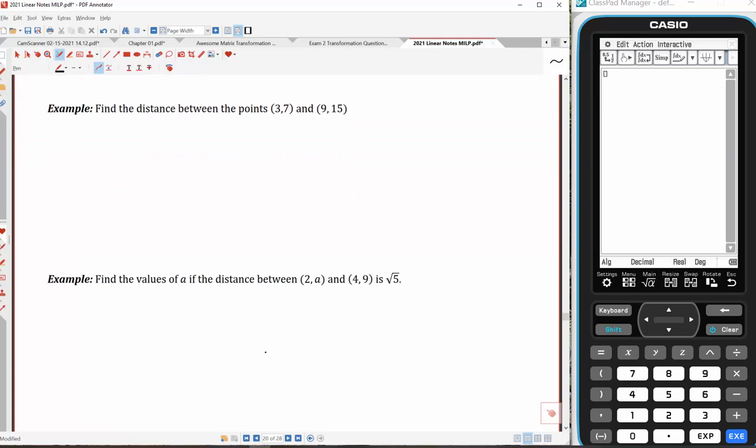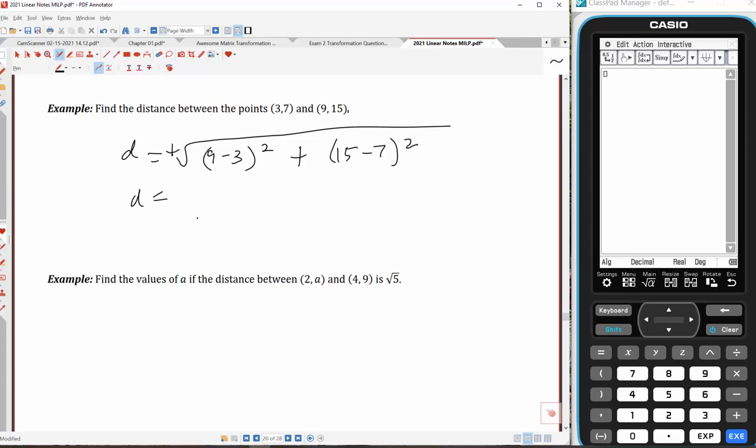To find the distance between the points 3, 7 and 9, 15. So what we'll do is we'll use the distance formula. Distance equals the square root of. Let's work out the distance between the x values, which is 9 take away 3, which is 6. I'll just write 9 take away 3 all squared, plus 15 take away 7 all squared. D equals, now again, this is assuming that we're taking the positive root here.